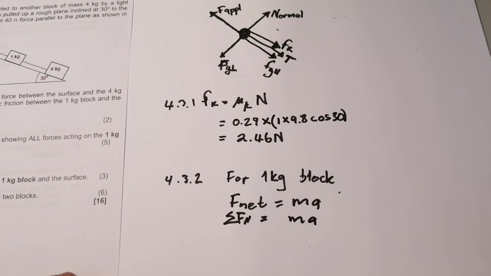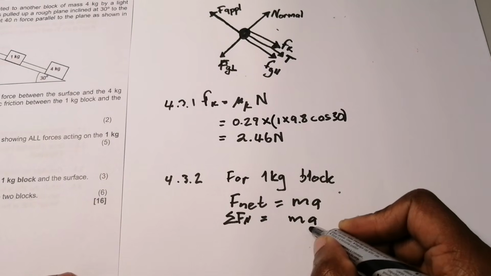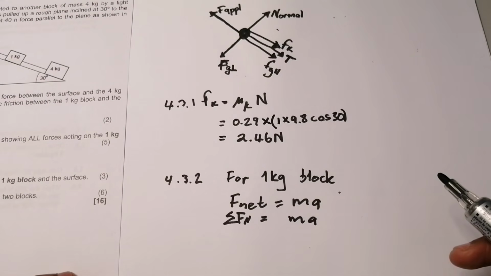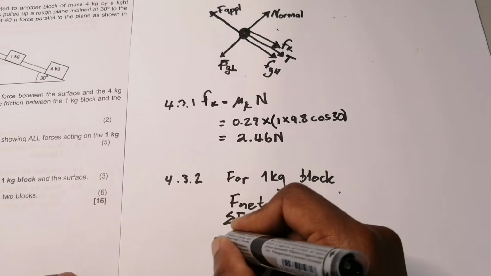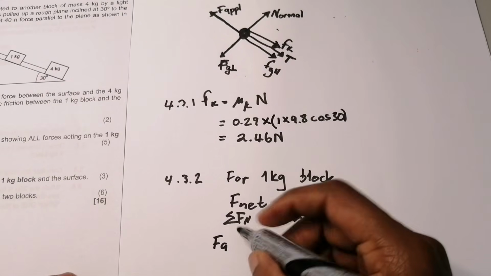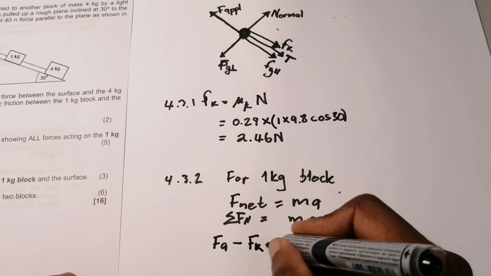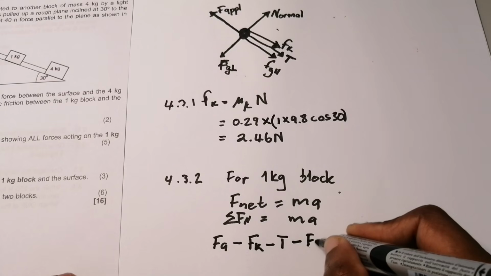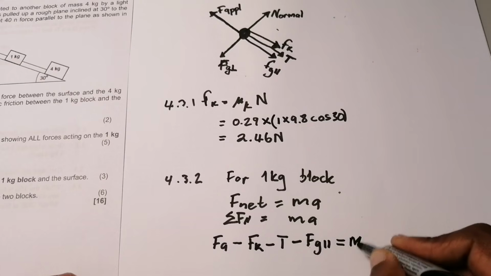Alrighty. Okay, now I'm going to find out, first of all, what are the forces? I'm going to assume it's going up the incline. Okay, they did say it is being pulled up, right? So it means I'm going to have force applied minus the frictional force Fk minus the tension minus Fg parallel. Okay, right, which is equal to ma.